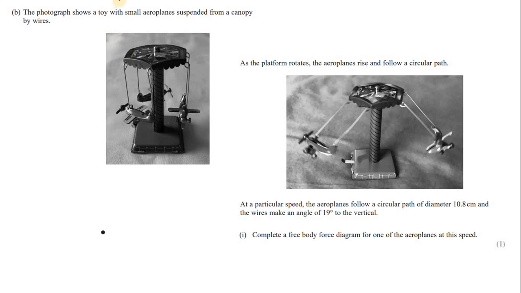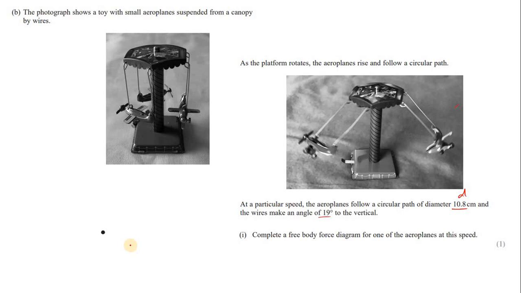Part B. The photograph shows a toy with a small aeroplane suspended from a canopy by wires. As the platform rotates, the aeroplane rises and follows a circular path. So you see the second diagram. At a particular speed, the aeroplane follows a circular path of diameter 10.8 centimetres. The wires make an angle of 19 degrees to the vertical. Complete the free body diagram for one of the aeroplanes.